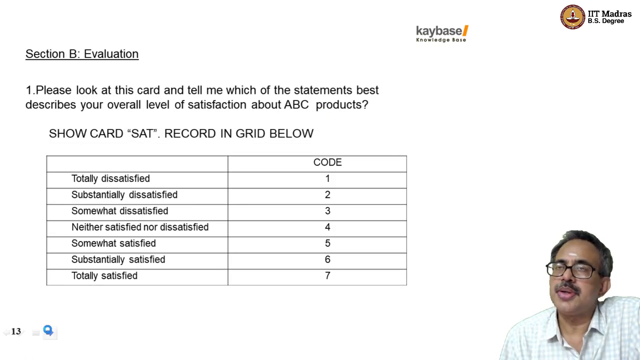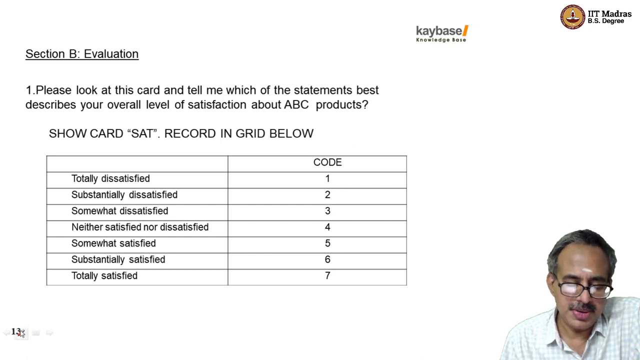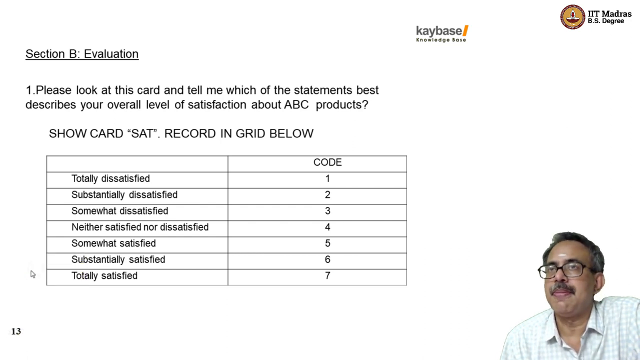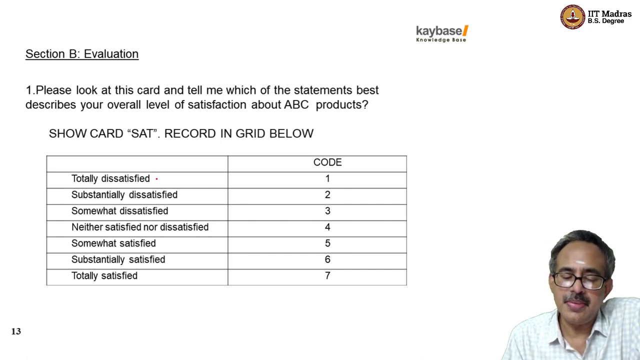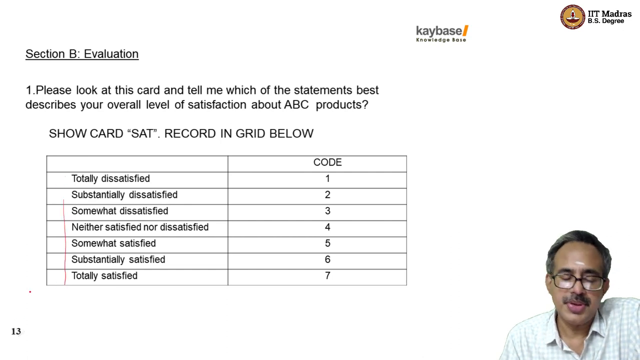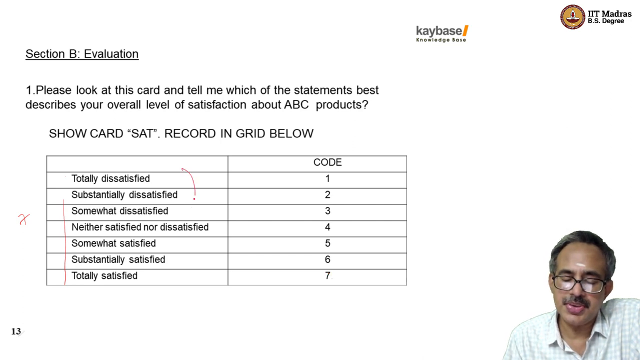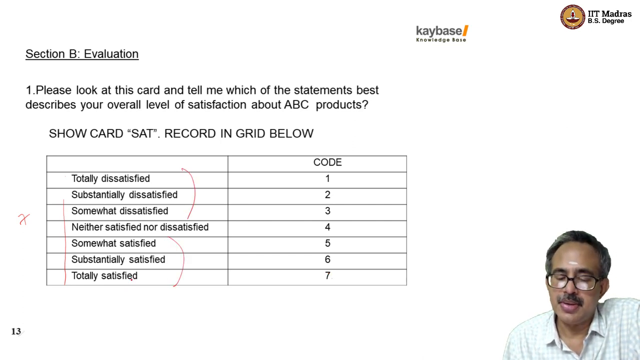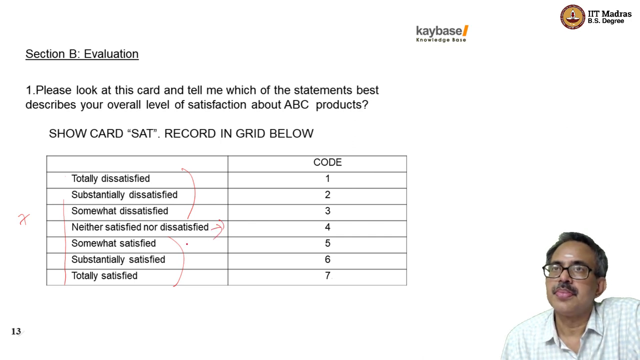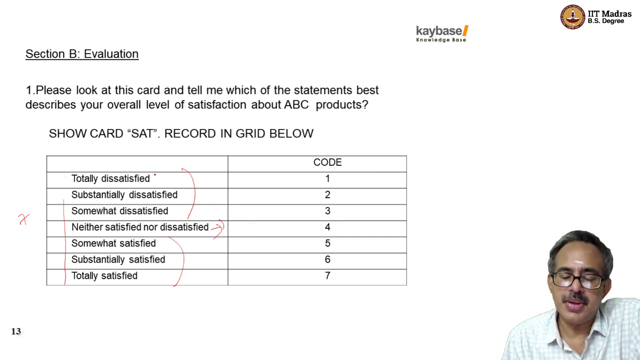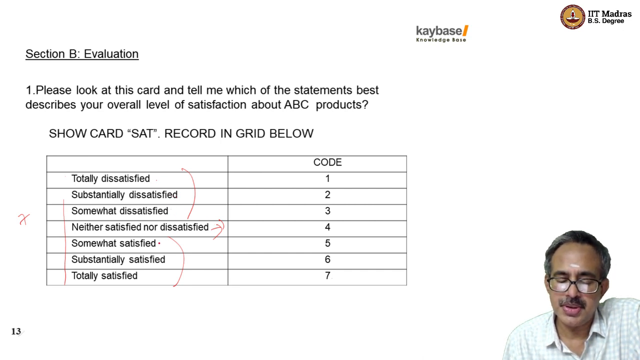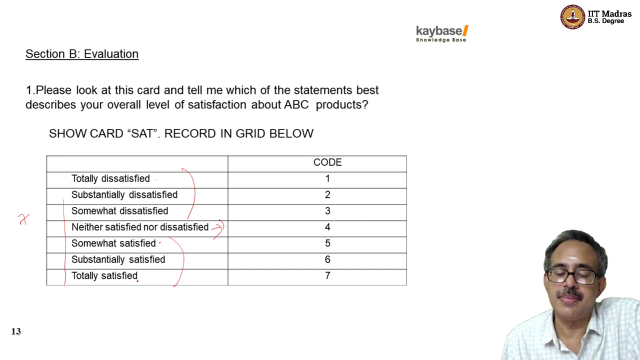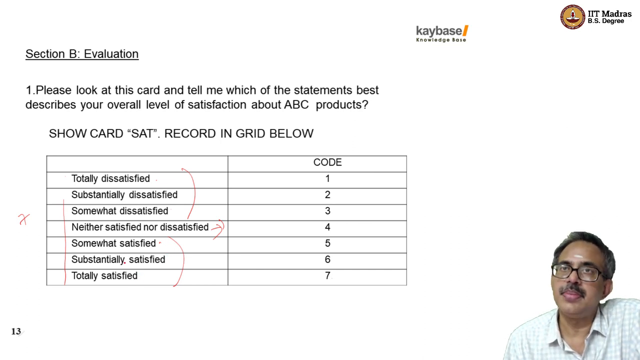Now, we are in the main questionnaire. Please look at this card and tell me which statement best describes how satisfied you are. To go back to our scaling, this is a verbal disposition scale. This is a 7-point scale. It is a balanced scale because it has 3 negatives, 3 positives and 1 midpoint. So: totally dissatisfied, substantially dissatisfied, somewhat dissatisfied, neutral, somewhat satisfied, substantially satisfied, totally satisfied. Clear? Go forward.